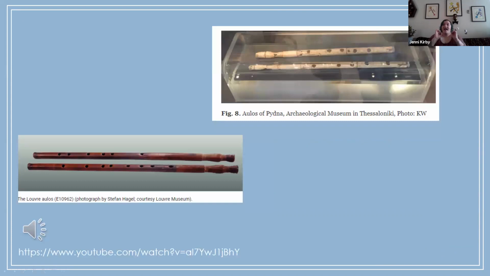And we have auloi. We have lots of them, actually, compared to other instruments. There are no surviving lyres from ancient Greece, but we have auloi. And so there's an instrument that we have here that's in the Louvre Museum, and it's the best intact instrument that we have. So you can see here, obviously, the reed would have disintegrated, but you can see where the reed would have gone in the well. And then we have another pair here from the museum in Thessaloniki, and these are made of ivory. So here is a playing on an exact copy of the Louvre instrument.